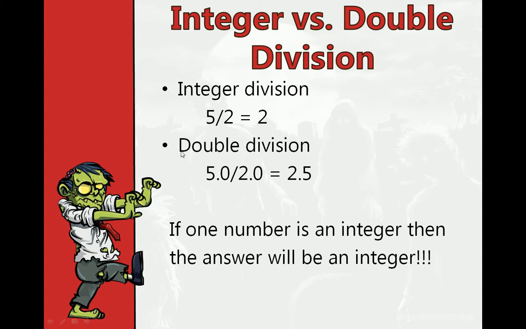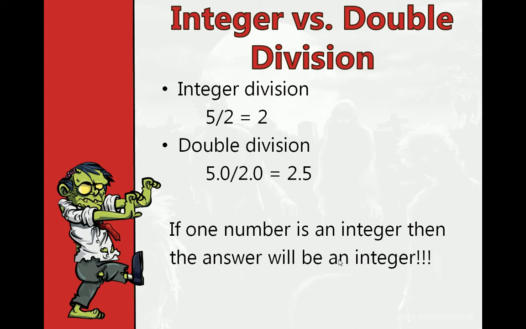If my data types are doubles, then 5.0 divided by 2.0 equals 2.5, because I have two doubles going in, so I get a double going out. Now, one important thing to remember about this is if one number is an integer, then the answer will be an integer. Just keep that in mind as you're doing this, because a lot of people mess this up and they just don't expect the answer. I like to forewarn people of problems they're going to have in this area.